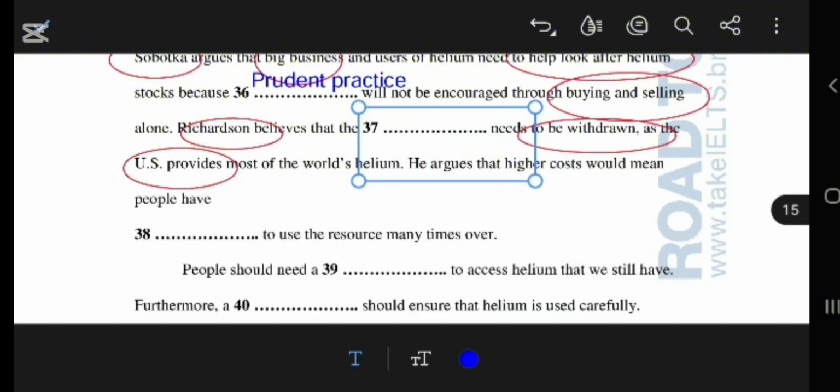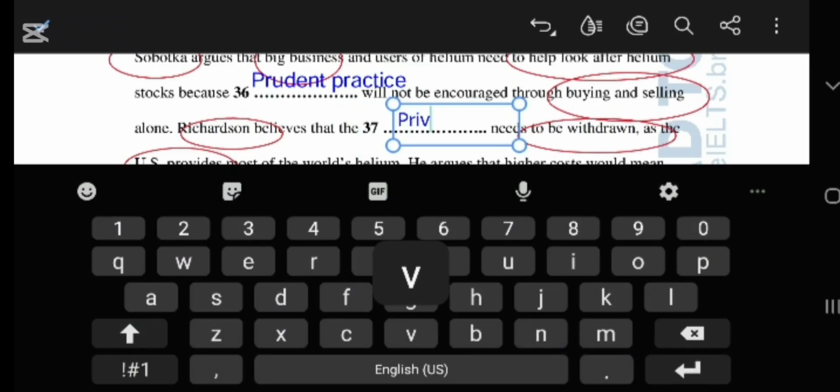Having to do this can be a little taxing. So yeah, we're there now. I need to plug it in so that you see how it makes coherent sense when you read with the words before and after. So you see, Richardson believed that the privatization policy needs to be withdrawn. So you see, perfect sense.